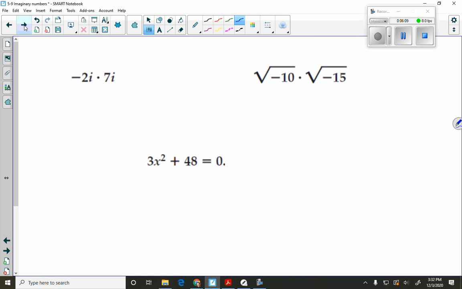Okay, so what does that mean we can do? That means if I have a negative 2i times 7i, remember, it's multiplying between these. So I can reorder these. I can write negative 2 times 7 times i times i. So negative 2 times 7 is just a negative 14. i times i is an i squared, or a negative 1. So a negative 14 times negative 1 equals a positive 14. 14 is your answer. So two imaginary numbers multiplied together can get back to real number solutions.